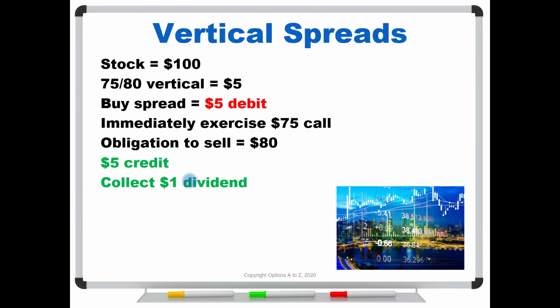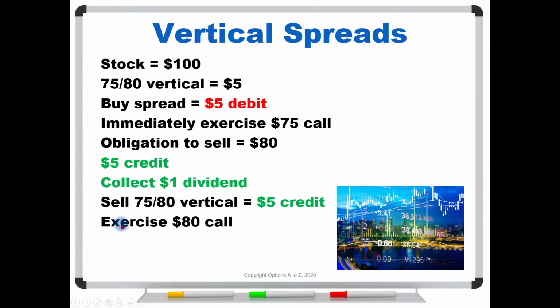Now, also interestingly, you could make this work by selling the vertical because we're so deep in the money. We could sell the 75-80 vertical and get a $5 credit. And when we're exercising, we're going to exercise the 80 call. That's the one that we're long. So we would exercise the 80, we would be long shares of stock, and we have the obligation to sell for 75. That's the short strike right here.